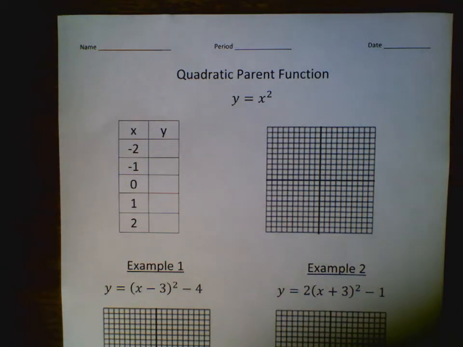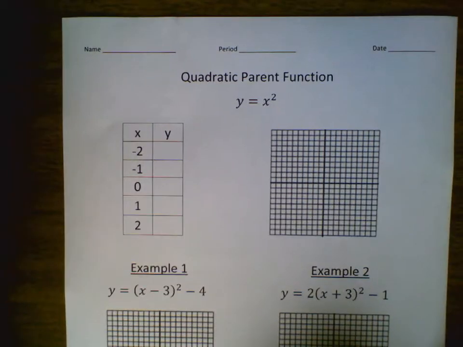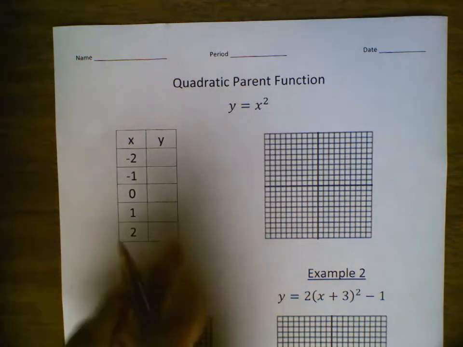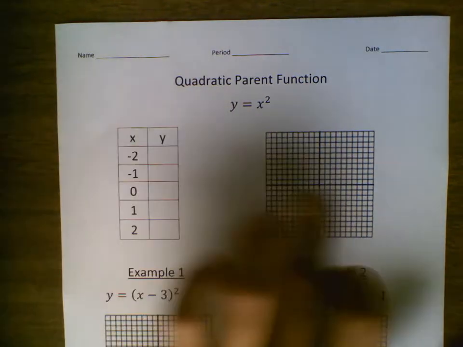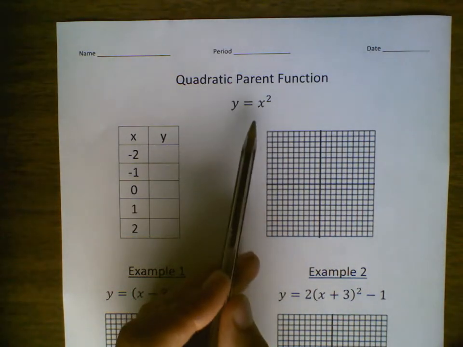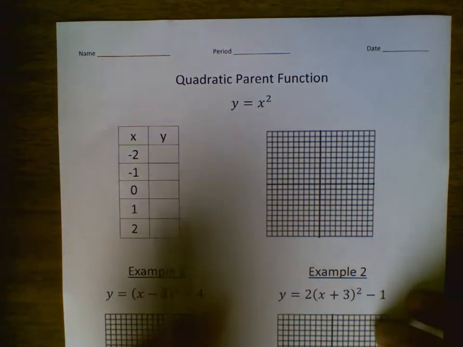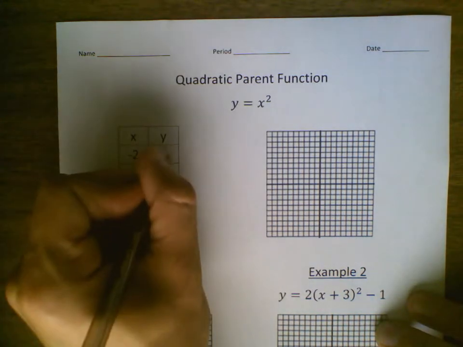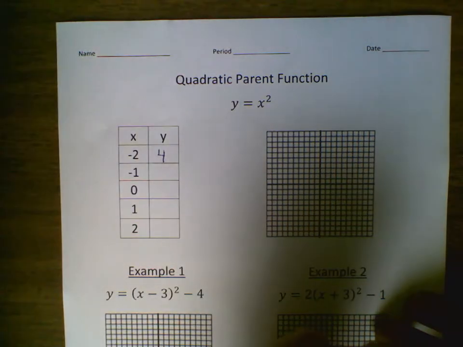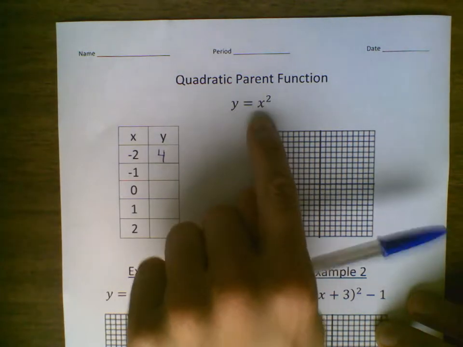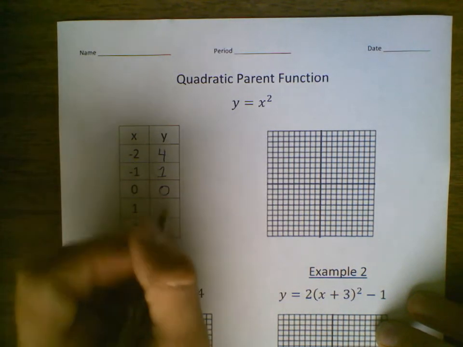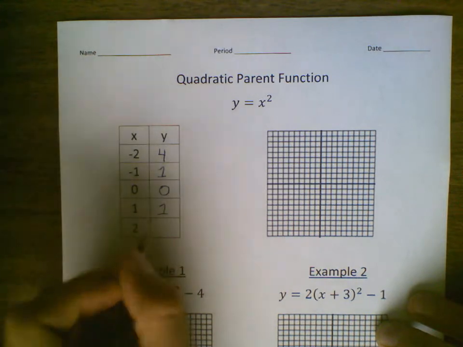In this video, I'm going to talk about the quadratic parent function, which is y equals x squared. We're going to plug in some numbers to make a table and plot some points so we can get an idea of what a quadratic function looks like. If I plug -2 into x squared, -2 squared is -2 times -2, which gives +4. If I plug -1 in, -1 times -1 gives me +1, 0 times 0 gives me 0, 1 times 1 gives me 1, and 2 times 2 gives me 4.